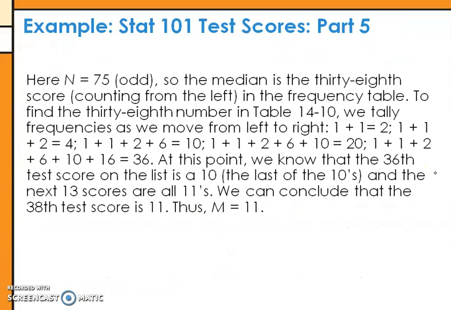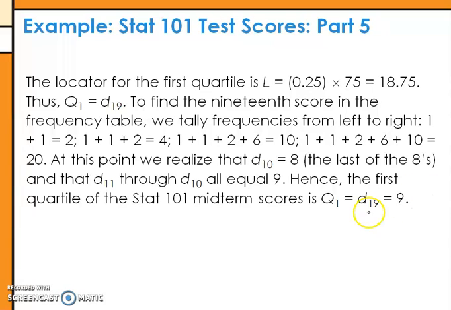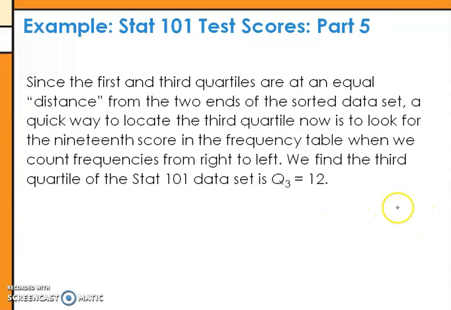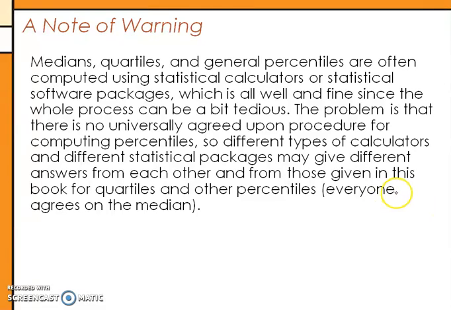So let's look at some of the work they already did for us. So median is 11. Q1 is 9 because it's the 19th digit. And Q3 is 12. So they counted back 19. So more than one way to do those. That's probably the quickest if you can count them off the frequencies, but you can write out the whole list.